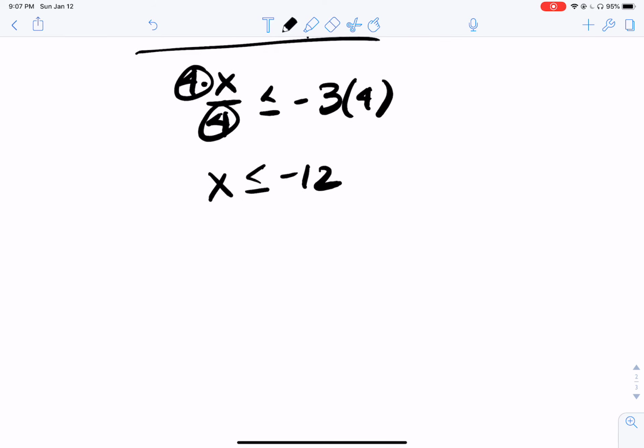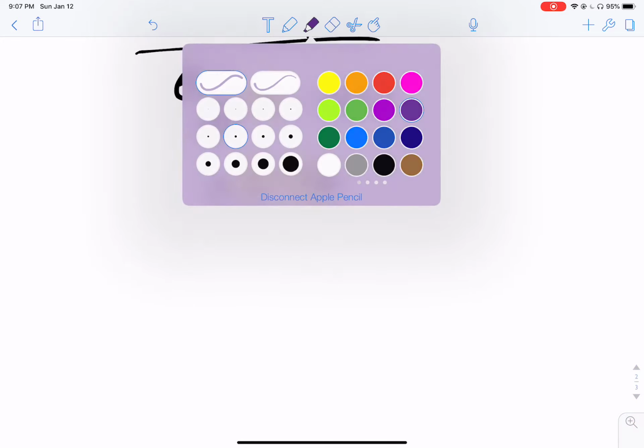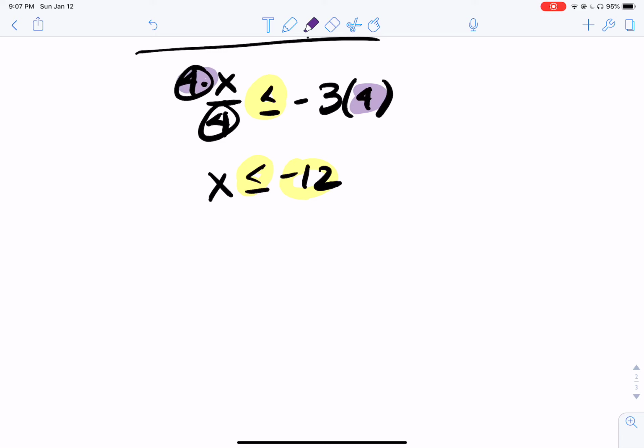Now, even though I did end up with a negative value, I did not switch this inequality because I am multiplying by a positive, not by a negative. That's the only time I have to switch them, whenever I'm dividing or multiplying by a negative. In this case, I'm not doing that, so I'm not going to change that inequality. I'm going to leave it as such.